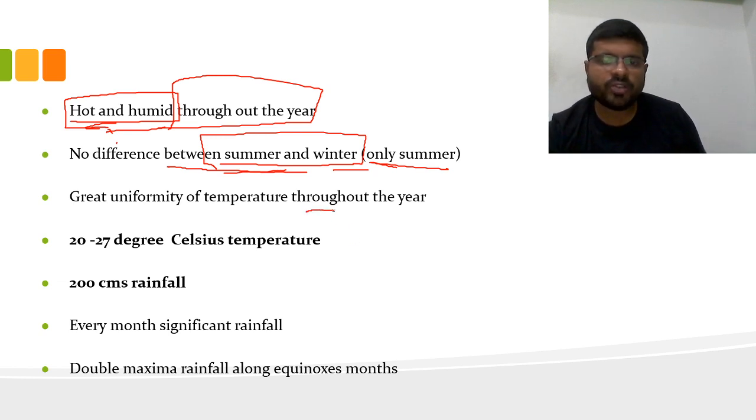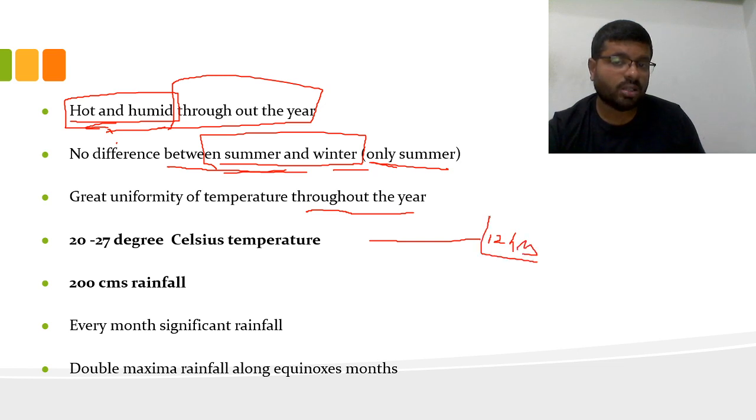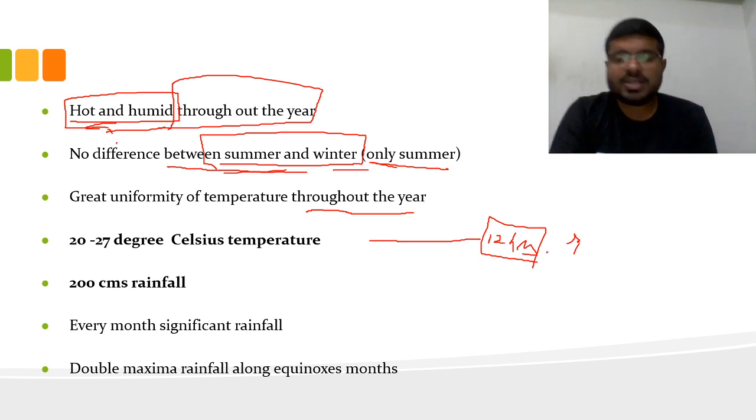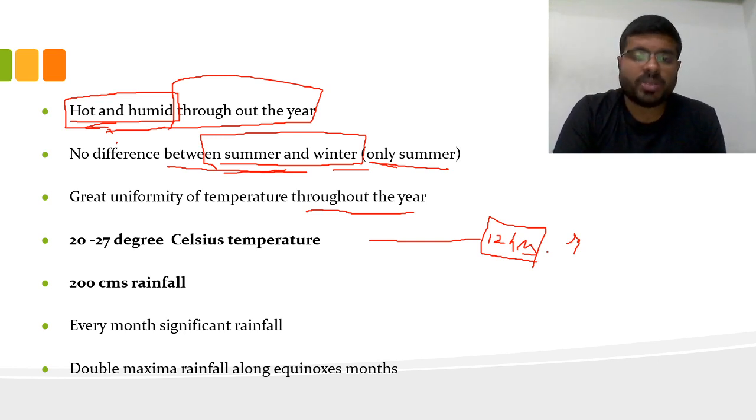So almost what you find is great uniformity of temperature throughout the year, as it is around the equinox. As we discussed, the criteria is 12 hours of daylight across March, June. If you remember the table, there are 12 hours of daylight around the equator across the entire year. That is the reason why there is great uniformity of temperature throughout the year, because of which 20 to 27 degrees Celsius temperature is found.